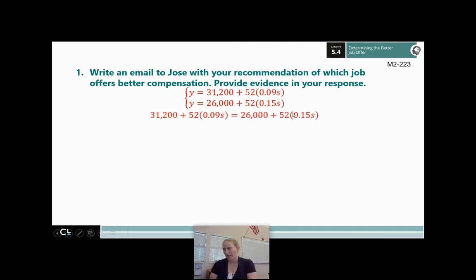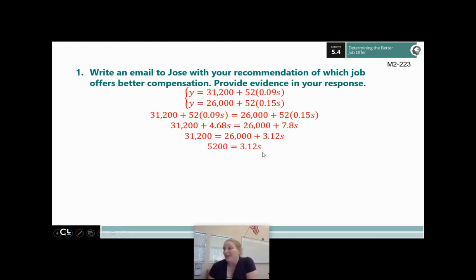I'm going to multiply 52 times this guy and 52 times that guy. That's why I love my calculator. I don't like that I have S's on both sides, so I'm going to subtract that 4.68S from both sides. When I do that, 7.8S minus 4.68S gives me 3.12S. And of course, I'm going to subtract 26,000 on both sides as well, which leaves me with 5,200.